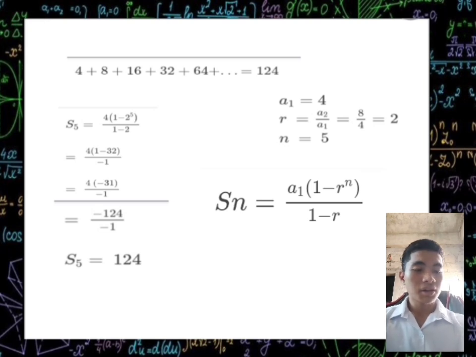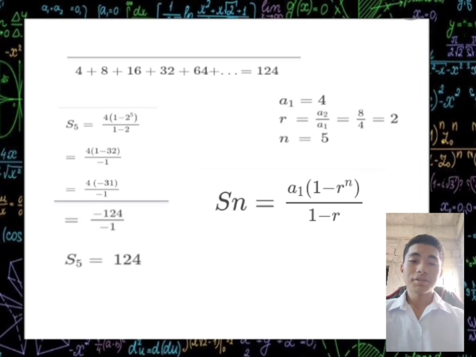Now we have here 4 times 1 minus 2 raised to n, where n is the number of terms, which is 5. 2 raised to 5 over 1 minus 2. So that equals 4 times 1 minus 32 over negative 1. Now 1 minus 32 is negative 31. Now we have 4 times negative 31 over negative 1.